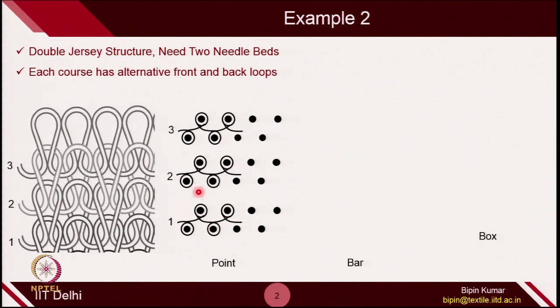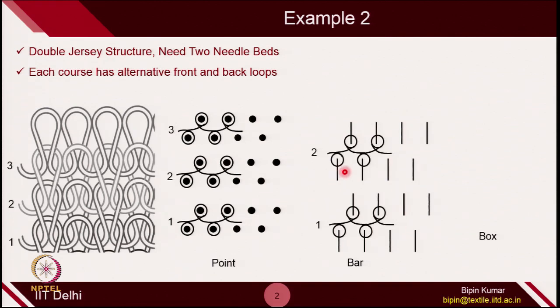So, this is the minimum design of the fabric to make this fabric on a double bed machine. If you go for bar diagram, again the same thing, you have the front bed needles and back bed needles. Front bed needles are making loop like this, back bed needles are making loop like this. So, this is the normal notation of technical front and technical back in a weft knitting notation. So, again the second course similar, third course similar.